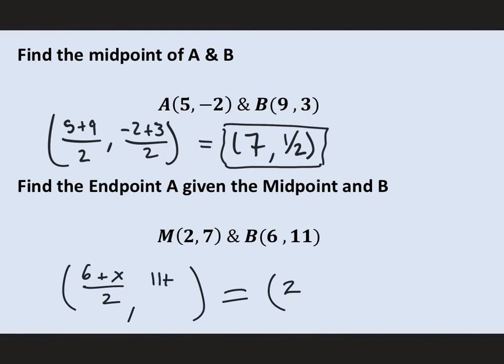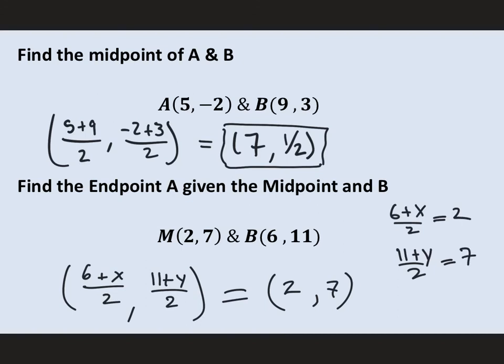11 plus some other y value, so B was my endpoint, that's where I got that 6 and 11 from, divided by 2 is going to result in the y value of our midpoint, which is 7. So what we have here is we have two little problems we can solve. We have 6 plus x over 2 equals 2. We can solve that. We have 11 plus y over 2 equals 7.